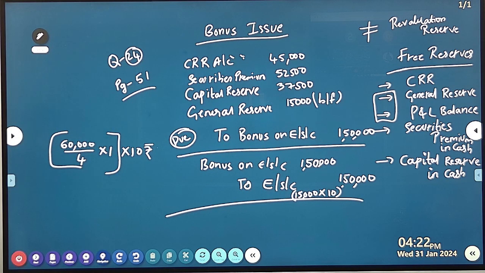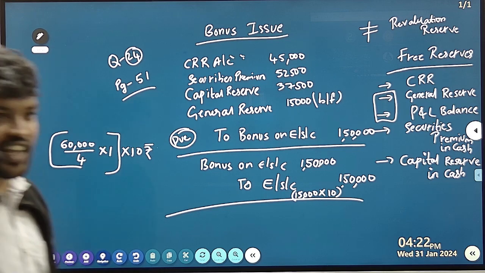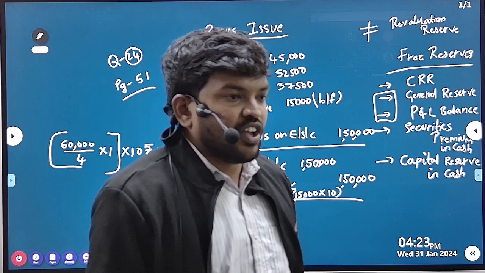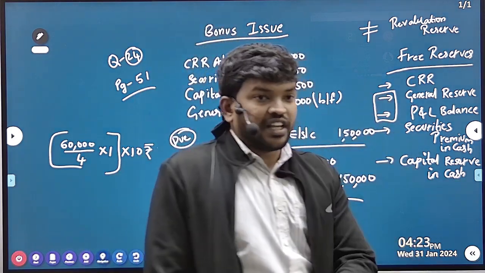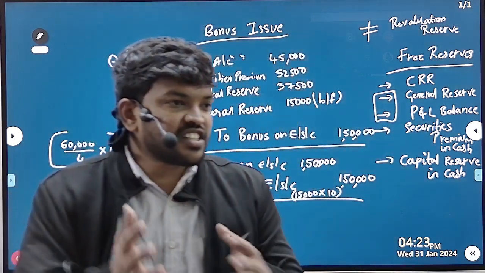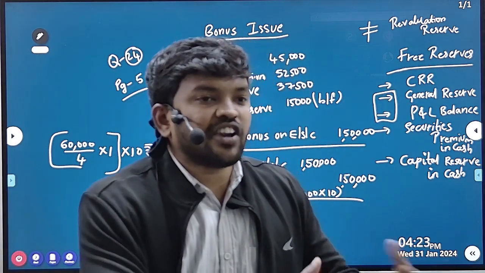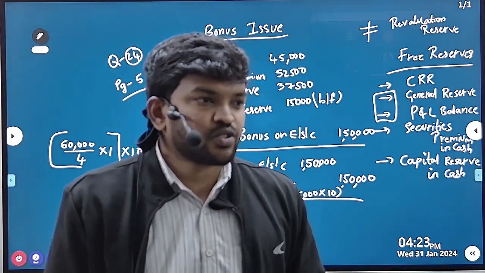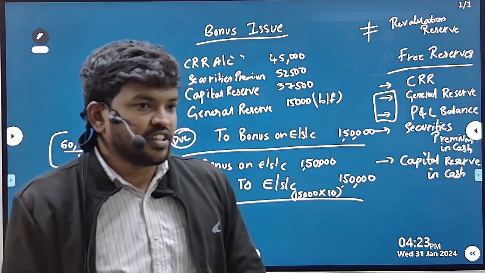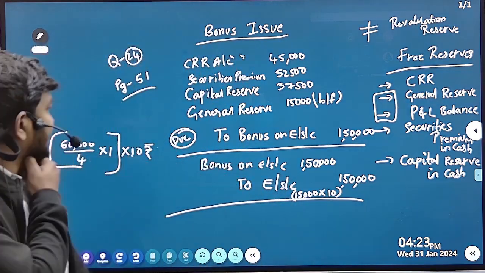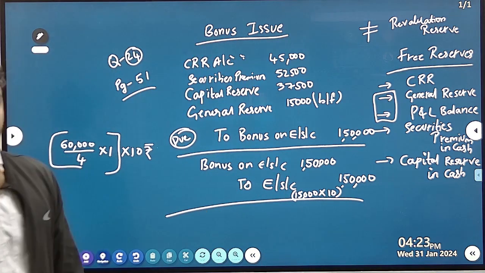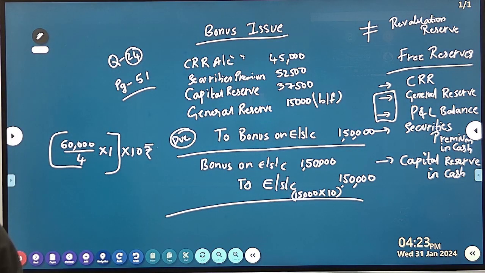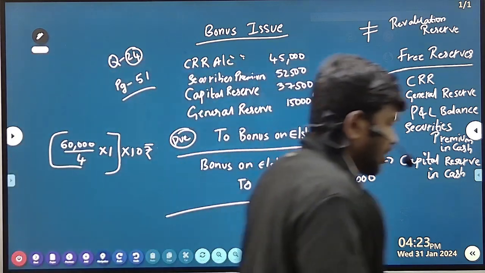You can see the notes in the sum. Plant revaluation reserve cannot be utilized for the bonus because it is a revaluation reserve. Why should you not use it, sir? You have set this reserve aside for revaluation purpose. This is not a free reserve. That is a specific reserve. So you should not utilize it for bonus. Clear? Clear with the entry? I'm taking a pause. If you have any doubts, you can ask.